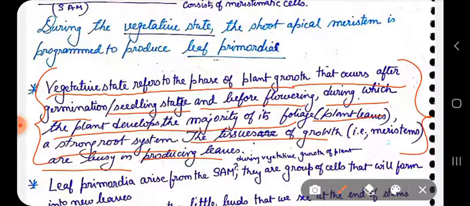Now, what it is saying is that leaf primordia arise from the shoot apical meristem, that is, from the shoot tip. The leaf primordia arise during the vegetative growth of the plant, from the shoot apical meristem. And this leaf primordia consists of a group of cells that will form into new leaves.